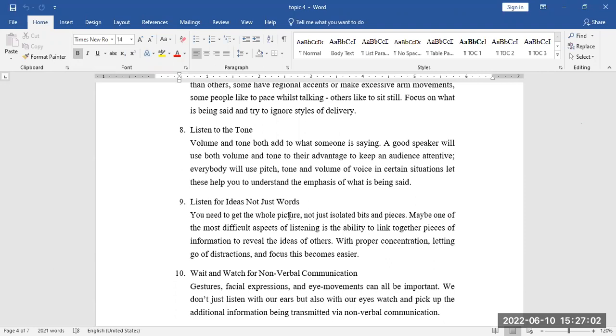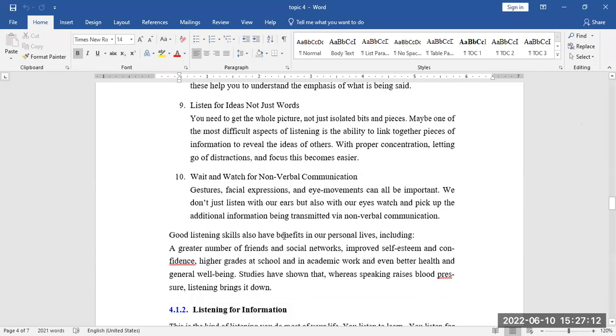So then number 9 is listen for ideas, not just words. There are people who just listen for words, but not ideas. And then lastly, we are told to wait and watch for nonverbal communication. Nonverbal communication, we are talking about gestures, facial expressions, eye movement. They can all be very important.